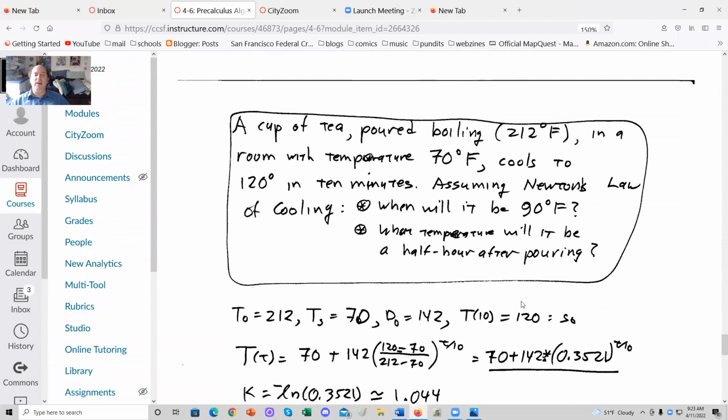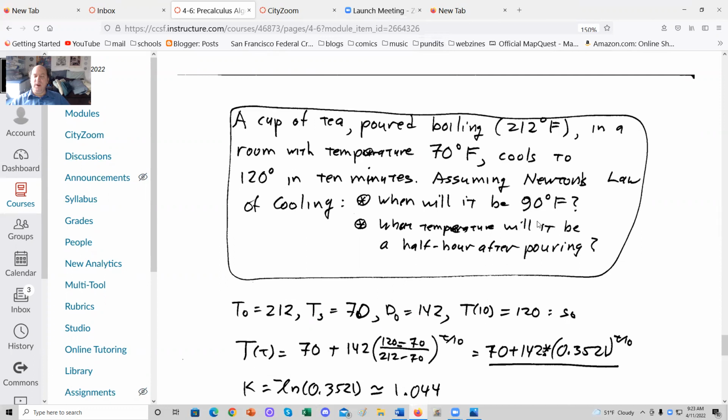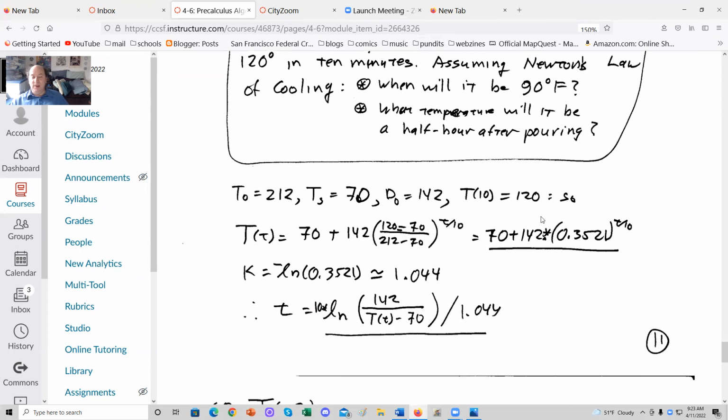Now here we have Newton's cooling law. This is where it gets complicated. A cup of tea is poured boiling at 212 Fahrenheit in a room with temperature 70 Fahrenheit and cools to 120 degrees in 10 minutes. Assuming Newton's law of cooling, when will it be 90 degrees Fahrenheit? What temperature will it be a half hour after pouring? Okay, a bunch of stuff happens.